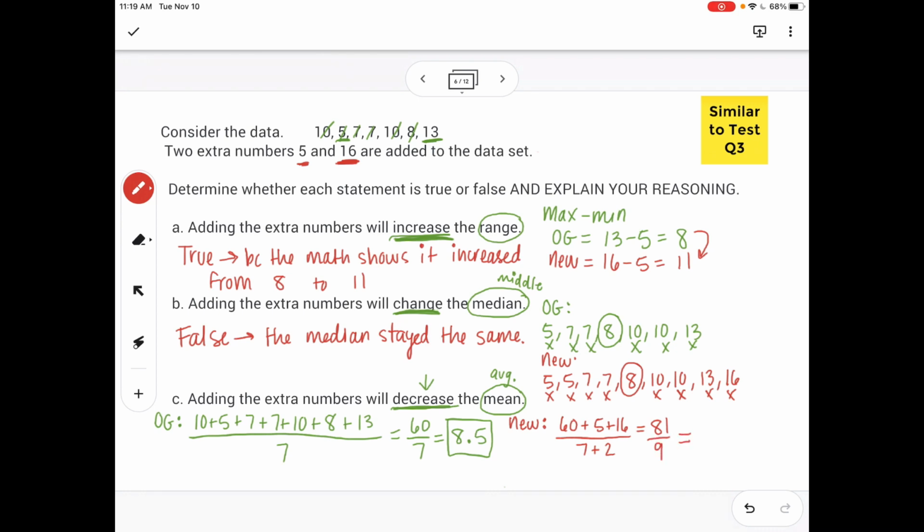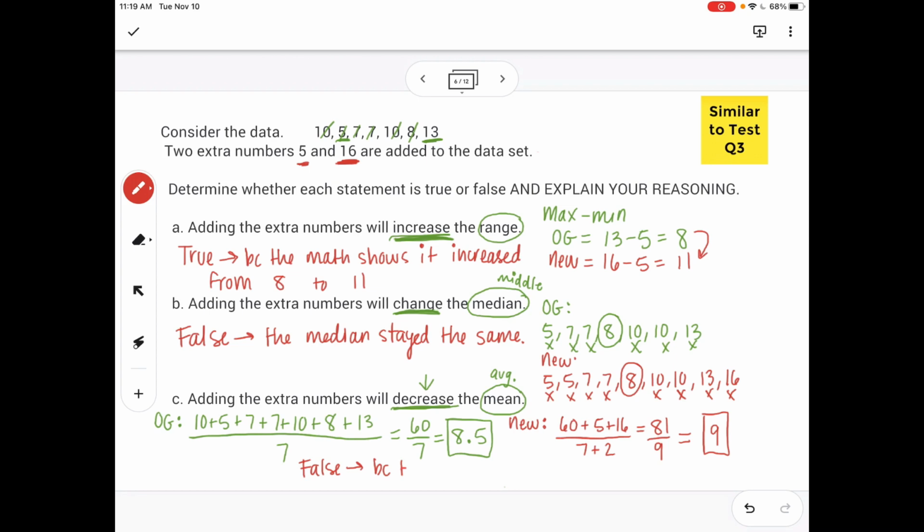And 81 divided by 9, luckily that's one of our facts. 9 times 9 equals 81. So that's 9. And the last step would just be determining if this is true or false. So adding the extra numbers will decrease the mean. So the mean went from 8.5 to 9. It increased. So we would say false.